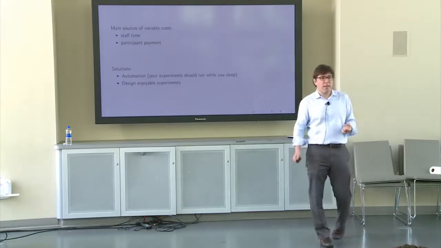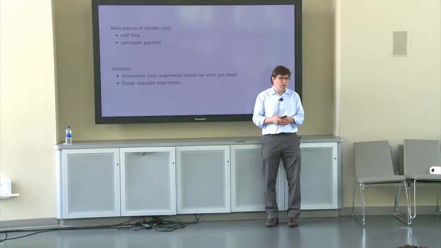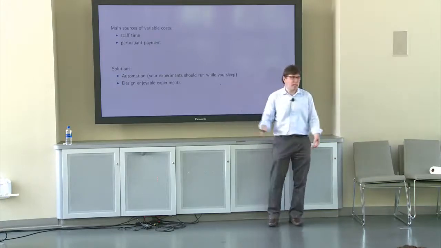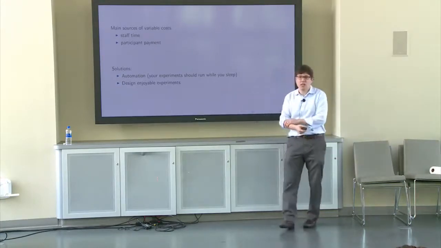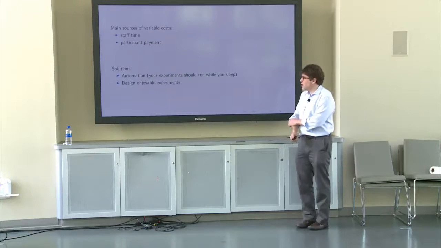We can automate the experiment so that it can run while we're sleeping. And we can design enjoyable experiments that people actually want to be in. If you're able to do automation, you eliminate the need for staff time. And if you're able to design enjoyable experiments, you eliminate the need for payments. So once you have an enjoyable, fully automated experiment, you get zero variable cost. We talked some about building bots. That's a way that you can start to think about automation. A lot of websites completely run on their own without human involvement. That's another way to create automation.